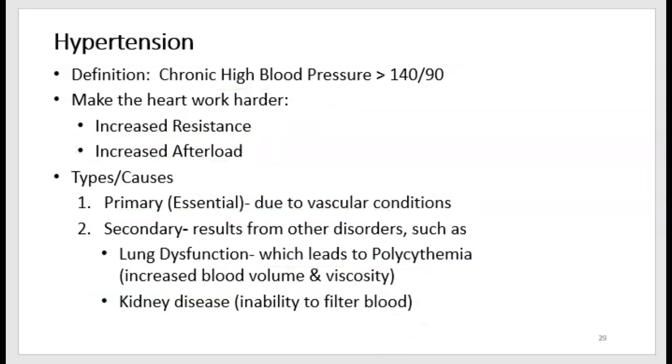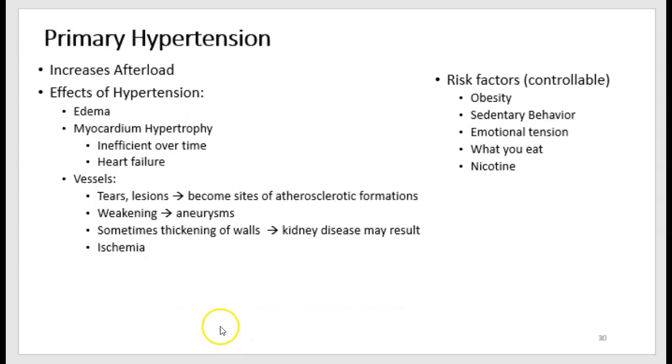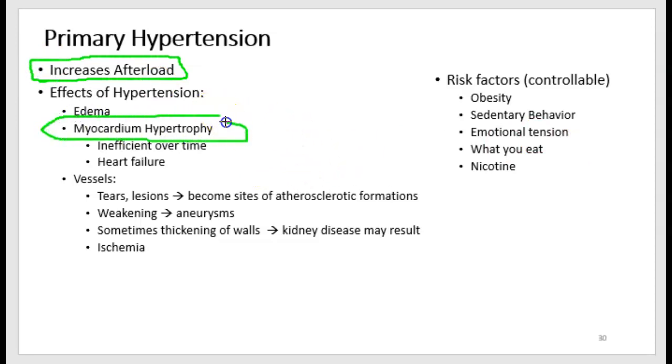So let's look at primary hypertension a little bit more. There was a slide that relates to primary hypertension, and I think this was actually in a heart lecture, but it might have been in a blood vessel lecture. So we know that primary hypertension, high blood pressure, causes increased afterload on the heart. Over time, the heart will experience hypertrophy, meaning the wall will get thicker. Over time, this thick wall will become inefficient and it could lead to heart failure.